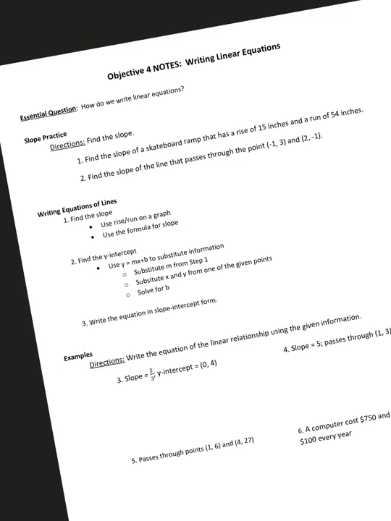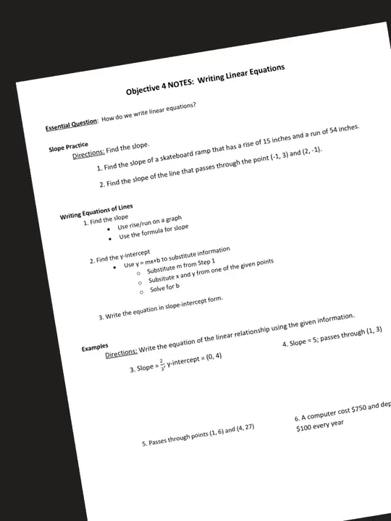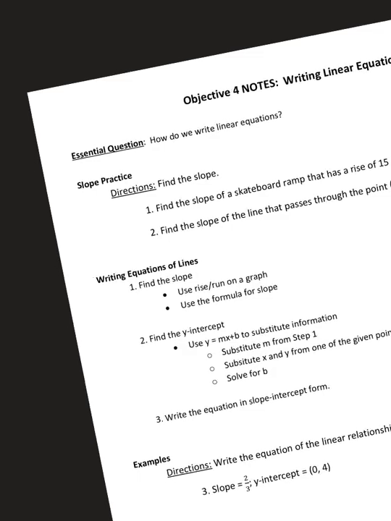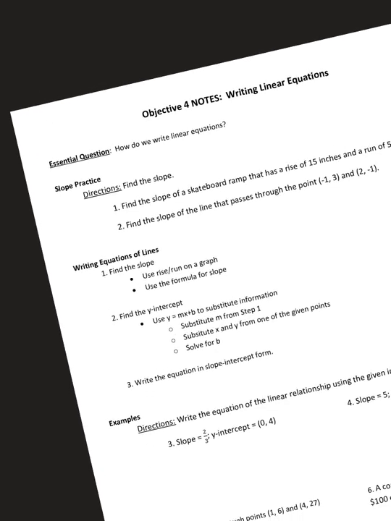Hi there, it's Mrs. Ortiz here, and this is Objective 4 for the linear unit in Algebra 2, and we are focusing on writing linear equations today. So the question that we are being asked is, how do we write linear equations? The key to that is going to be using slope-intercept form, so just like we used to graph equations, we're going to write linear equations. And the two parts that we need to replace with numbers are the slope and the y-intercept.